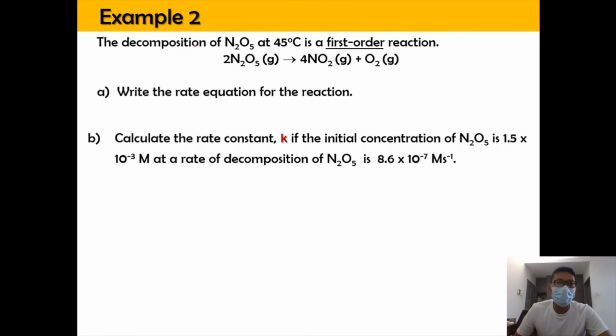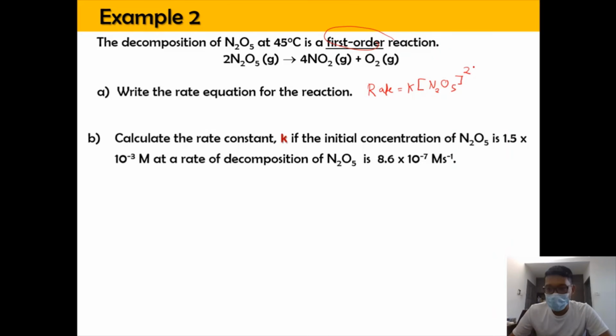Okay, now let's look at an example. The decomposition of N2O5 at 45 degrees Celsius is a first order reaction. The chemical equation is given as 2N2O5 gas decomposes into 4NO2 plus oxygen gas. So we have to write the rate equation, or the other name, the rate law for this reaction. So we have to write rate is equal to k multiplied by the concentration of the reactant N2O5 to the power of 2. Is it correct or wrong?